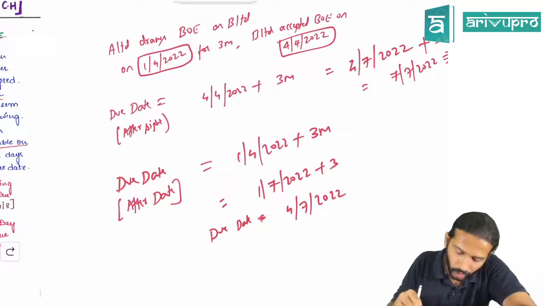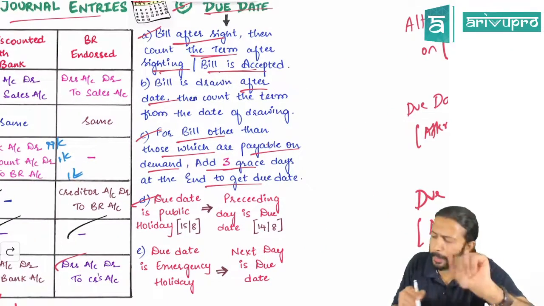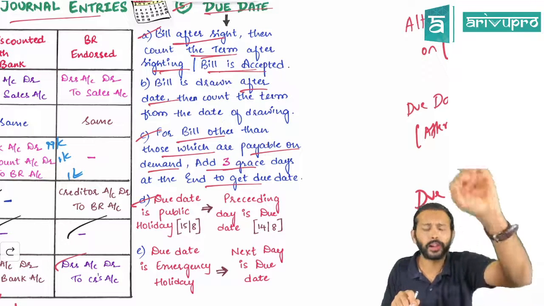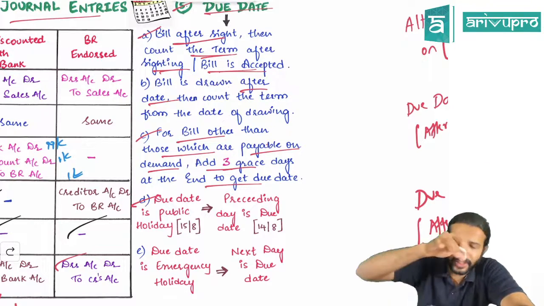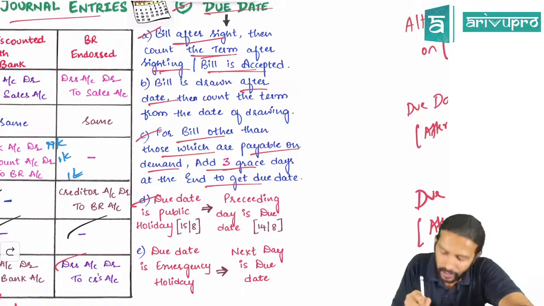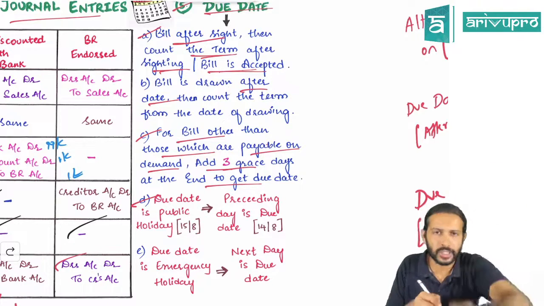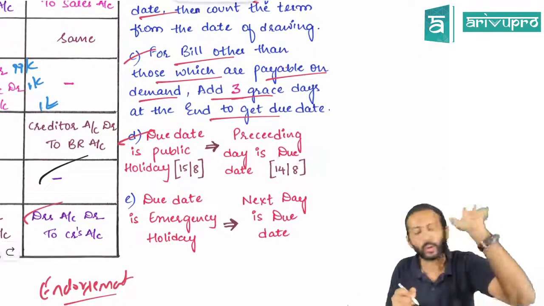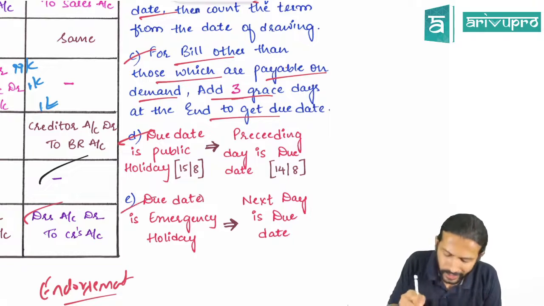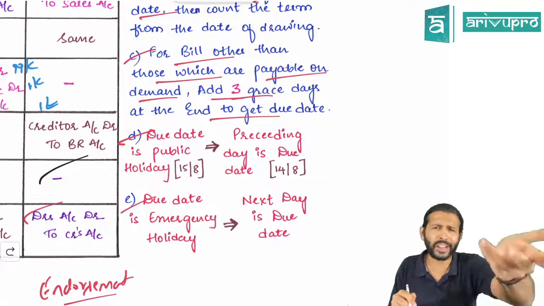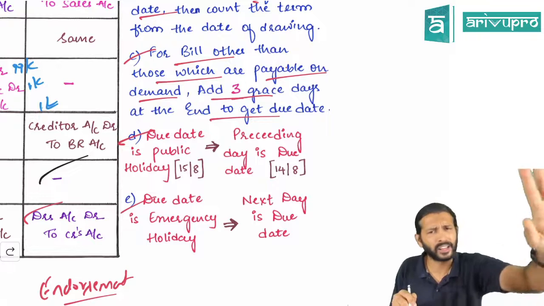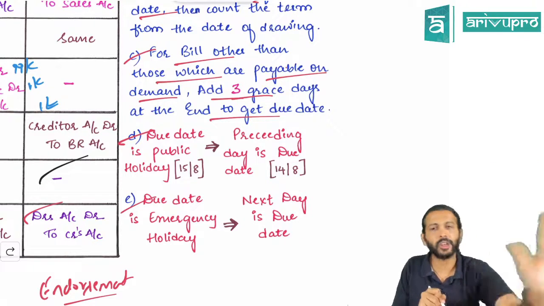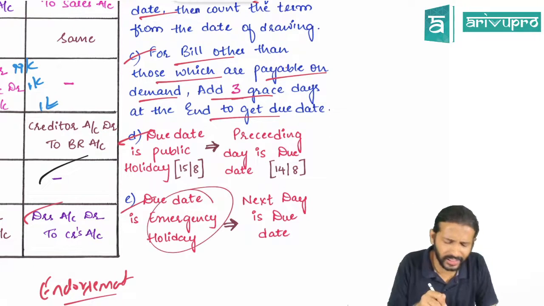Suppose the due date is a public holiday, like 15th August in India, which is Independence Day. If the due date falls on a public holiday, then the due date will be the preceding date. Meaning, if the due date is falling on 15th August, then you take 14th August as the due date. If the due date is an emergency holiday due to strike or lockdown, where suddenly it became a holiday, then the next day will be considered as the due date. If it is an emergency holiday, they will give it to you in the problem.